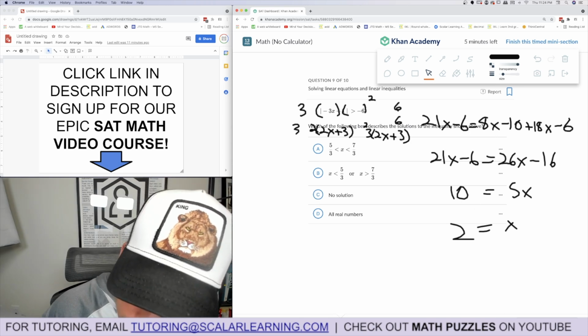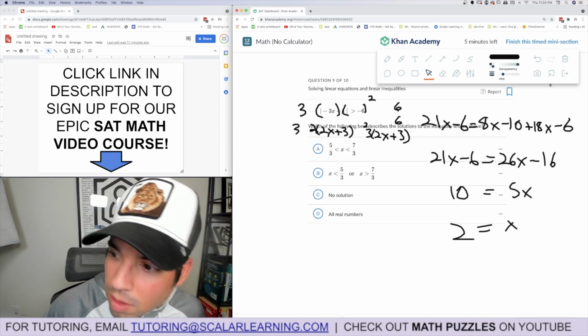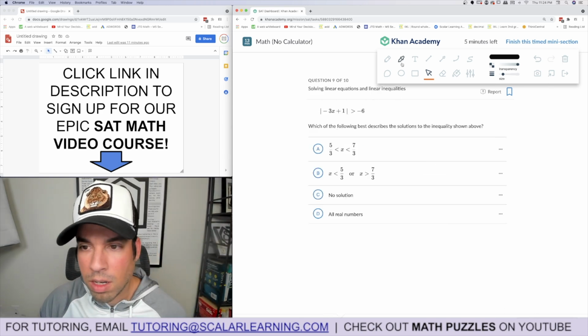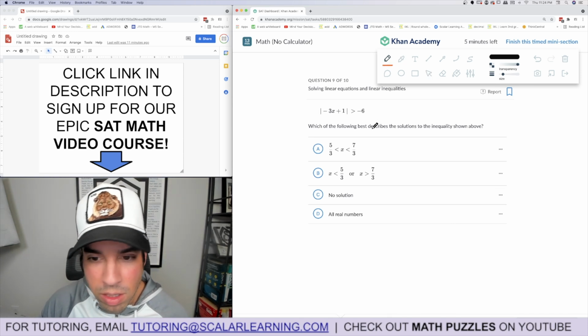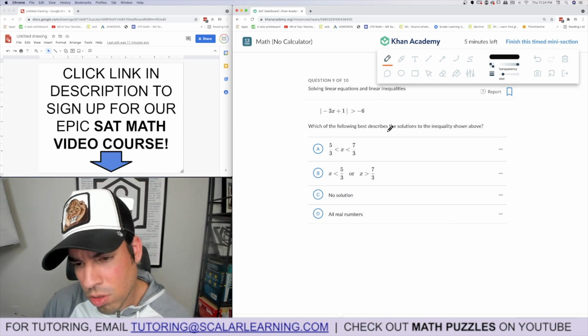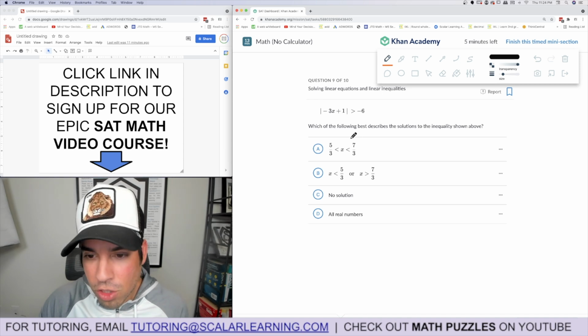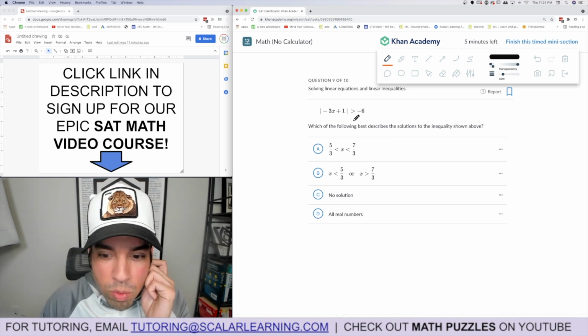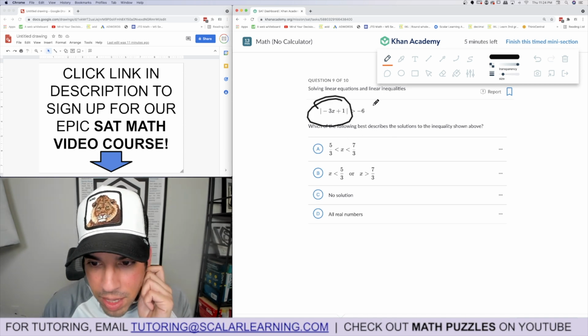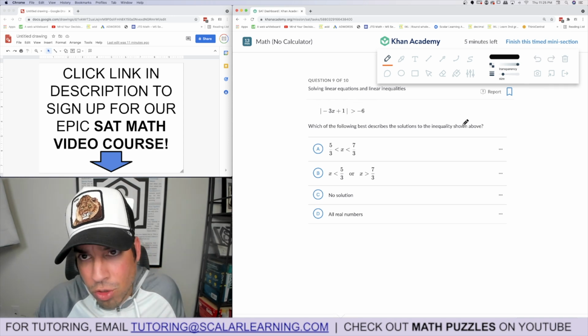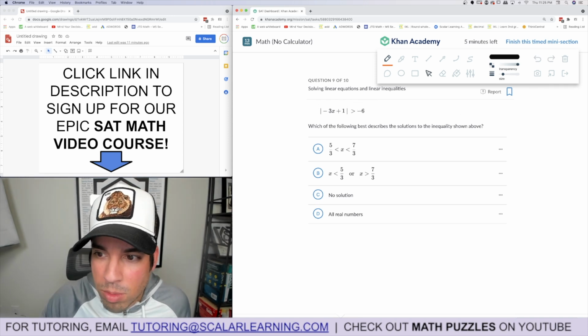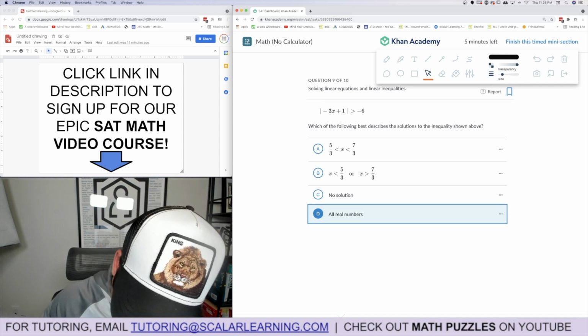Okay, did I get it? Yeah. All right, 2 left. Negative 3x plus 1 is greater than negative 6. So, I mean, let's just solve it. Oh wait, this is all real numbers. Anytime an absolute value is greater than a negative, it's always true because the absolute value is positive, so it's always going to be greater than a negative, so it's all real numbers.